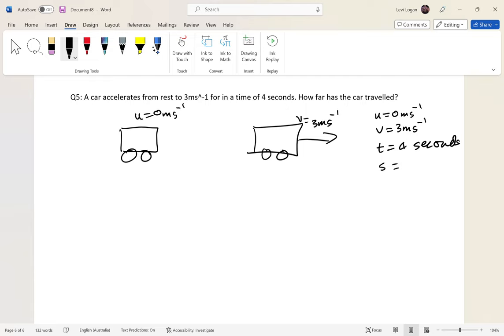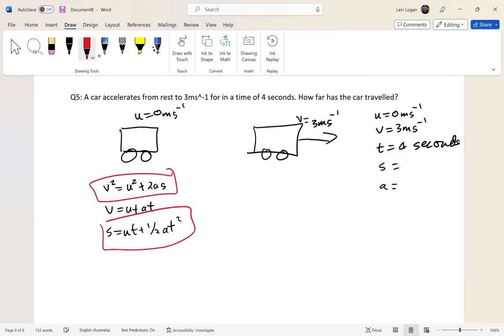We might need to find acceleration. Let's just find acceleration, because I'm going to take you the long way. There might be a shorter way to answer this question. So I'm going to find acceleration first. So let's write our equations. v squared equals u squared plus 2as. v equals u plus at. And s equals ut plus a half at squared.